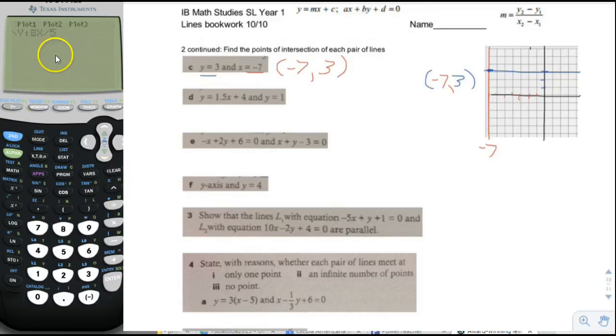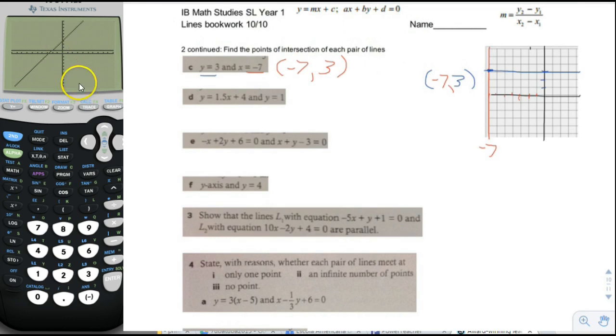So we do y equals because we could just put this right in the calculator. It's in the right format. So we're going to put y equals 3 for the first line. Oh, I'm sorry, I'm looking at the wrong one. y equals 1 for the first one. y equals 1. And the next one is 1.5x plus 4. Okay? So there's y equals 1, and 1.5x plus 4 is going to be a diagonal line. Okay, so we want this intersection point right here.